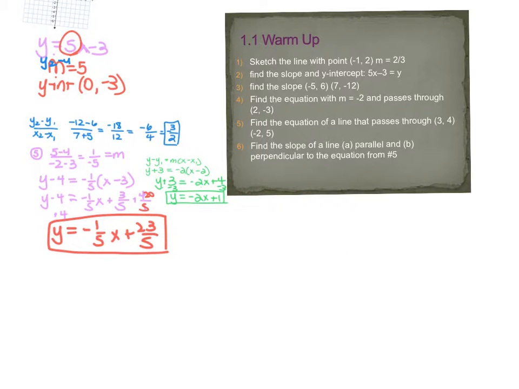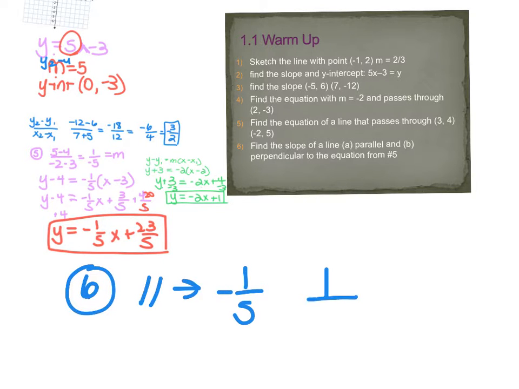-1/5. So the slope of a line that is parallel to that would be what? -1/5. And the slope of a line that is perpendicular to that would be 5, +5. Good. For 6, you just need A and B: negative 1/5 and positive 5.